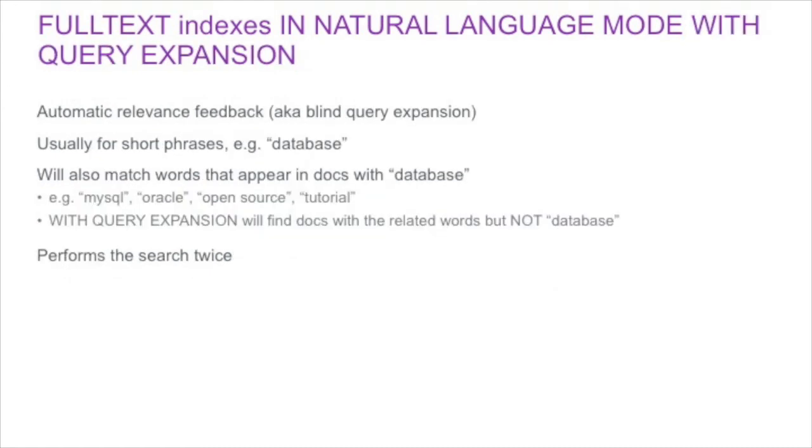Full text indexes in natural language mode with query expansion. It gives you automatic relevance feedback, which is also called blind query expansion. These are the technical terms. What that means is that if you search for a short phrase like database, what it will do is do a second pass through the data to find other words that appear in the same text that has database. So it will also match those words. For example, MySQL, Oracle, Open Source, Tutorial. So it does one search on like database, and then if it's like, oh wow, this word tutorial shows up in a lot of the places database shows up, it's going to search again just on tutorial. So you'll get text that matches tutorial that doesn't even necessarily have database in it. So cool. So it does perform the search twice.